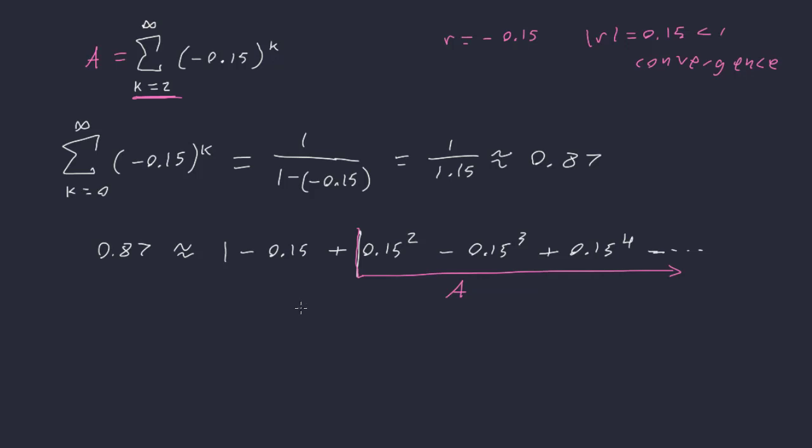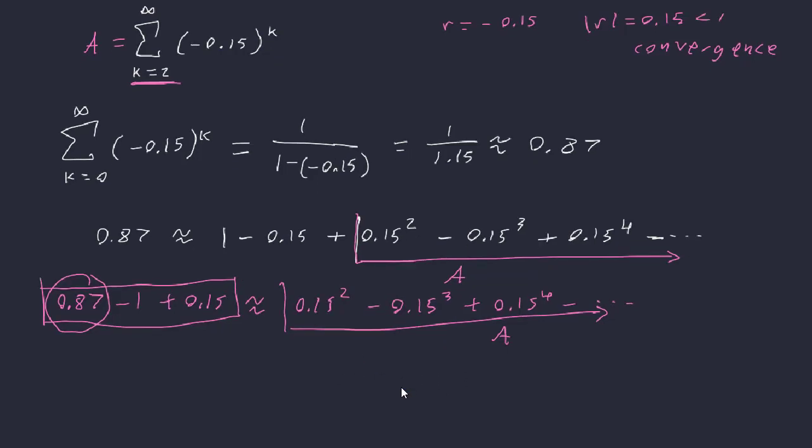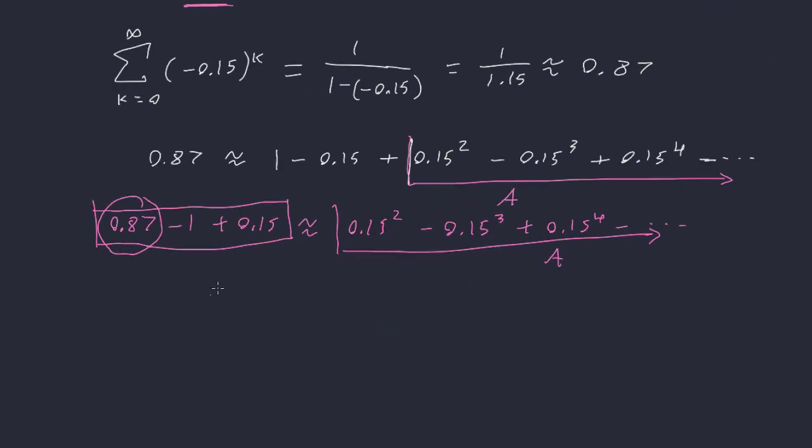So I think the fastest way we could do it is just to subtract this away now. Right? So if I were to move these two over, I'd have 0.87, then minus 1, plus 0.15 is approximately, now this 0.15 squared minus 0.15 cubed plus 0.15 to the 4th minus on and on and on. So this is our A. And so you see here we have the value we got from the series, minus 1 plus 0.15, will actually equal the series that we're looking for. I think that's possibly the quickest way to do it. There are some others, but I think this is the least complicated way.